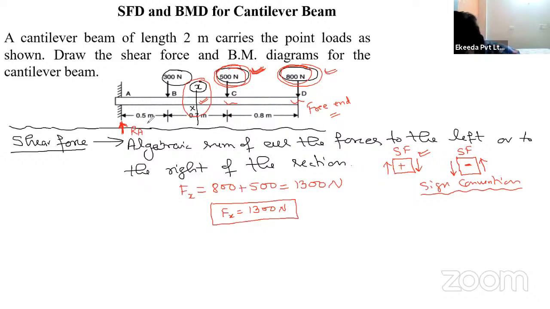So this is the shear force at a section X, right? Isn't it?